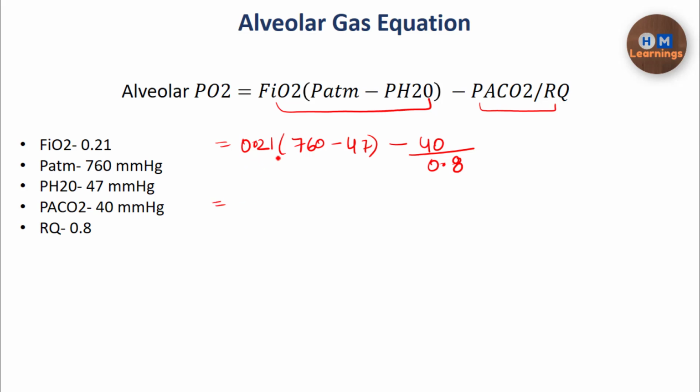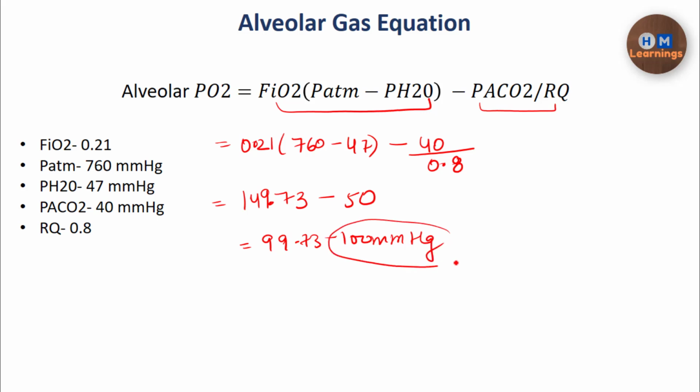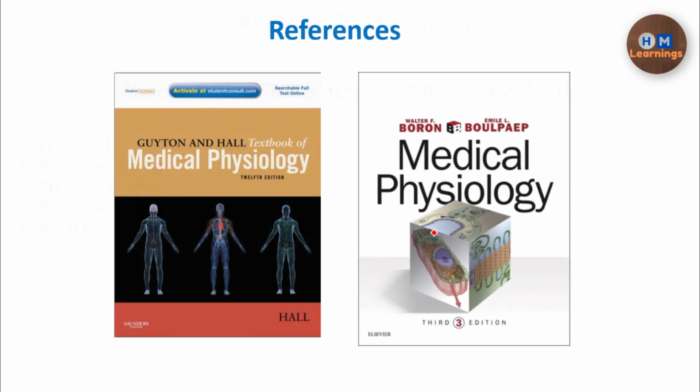From this, 0.21 into 713 will come to 149.73, and the second term will come around 50. So this will give you 99.73, roughly 100 mmHg. From this you know that 100 mmHg is the partial pressure of oxygen in the alveoli. So this is how you understand that the partial pressure of oxygen in the atmosphere is around 159 mmHg, then in the airways it came to 149, and then in the alveoli it is ultimately 100 mmHg. This is how you can calculate the alveolar PO2.